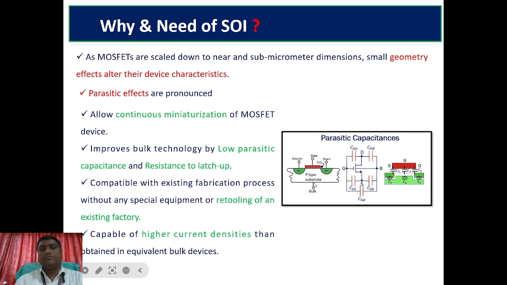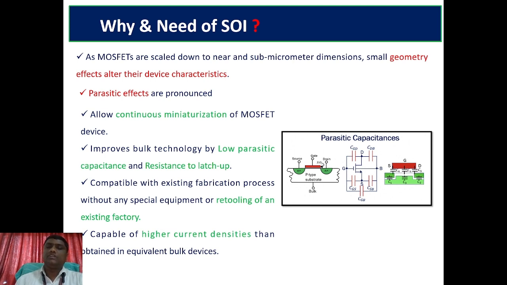We have a P type substrate. I am talking about transistors in general, and in general transistors there is a possibility of these kinds of parasitic capacitances: gate to drain, drain to body, gate to source, source to body, and also gate to body. All these parasitic capacitances will degrade the output performance of your MOS transistor when we go for scaling further and further.